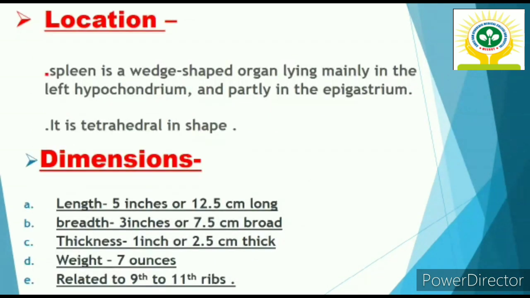Location. Spleen is a wedge-shaped organ lying mainly in the left hypochondrium and partly in the epigastrium region. It is tetrahedral in shape. Dimensions: length 5 inches or 12.5 centimeter long, breadth 3 inches or 7.5 centimeter broad, thickness 1 inch or 2.5 centimeter thick, weight 7 ounces, and related to 9th to 11th ribs.